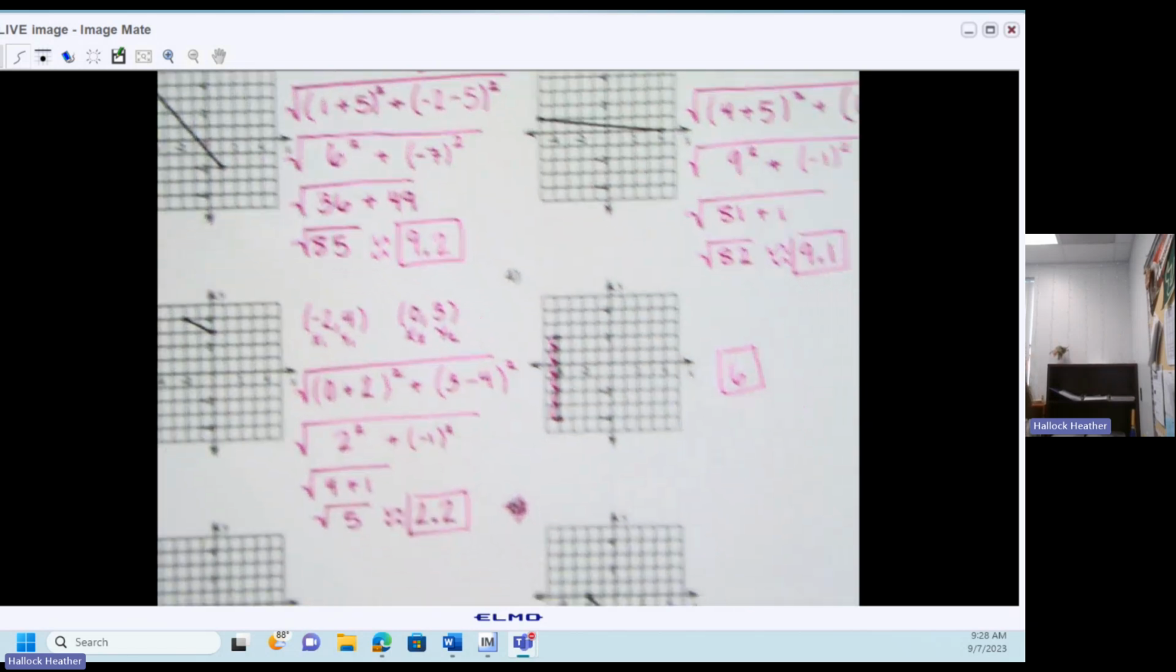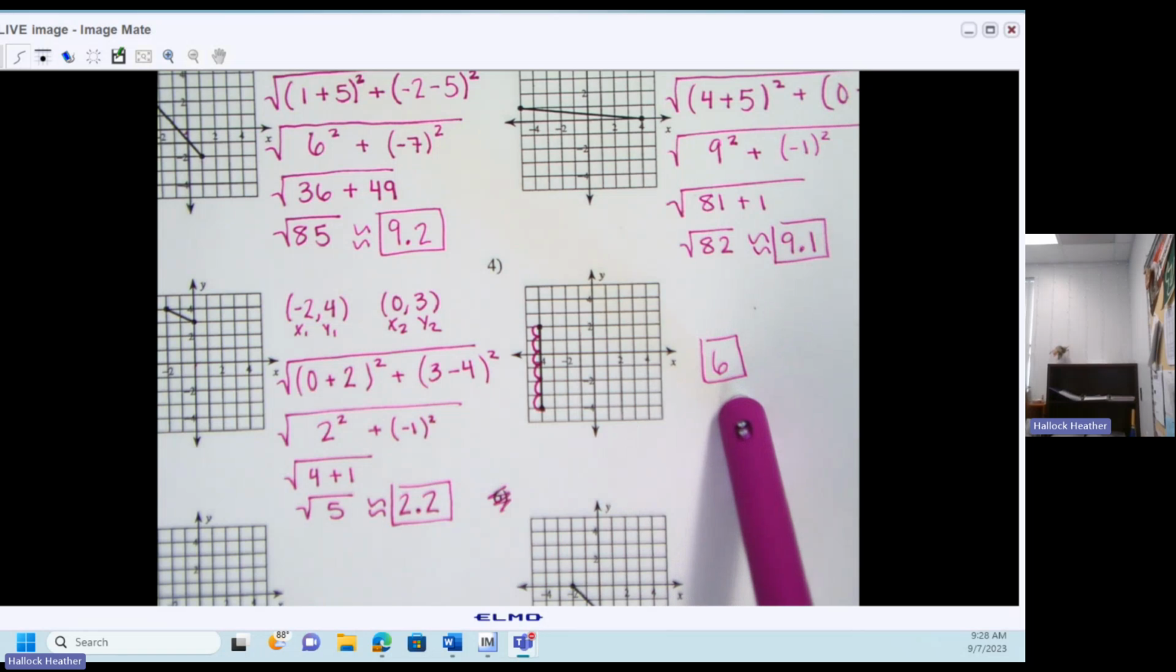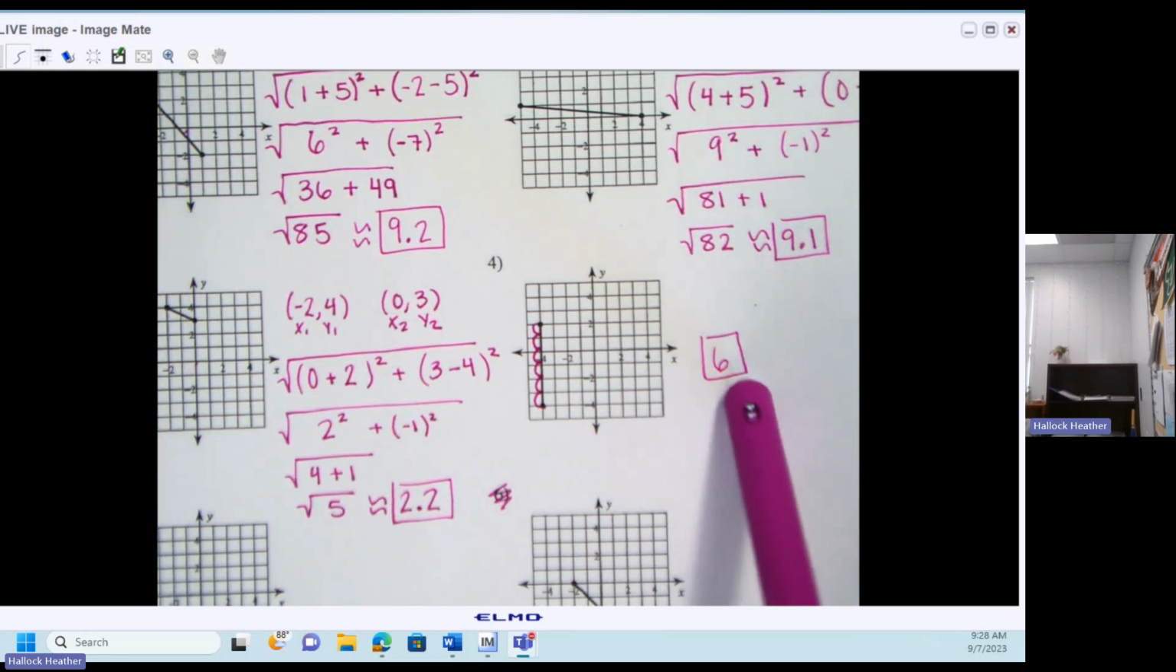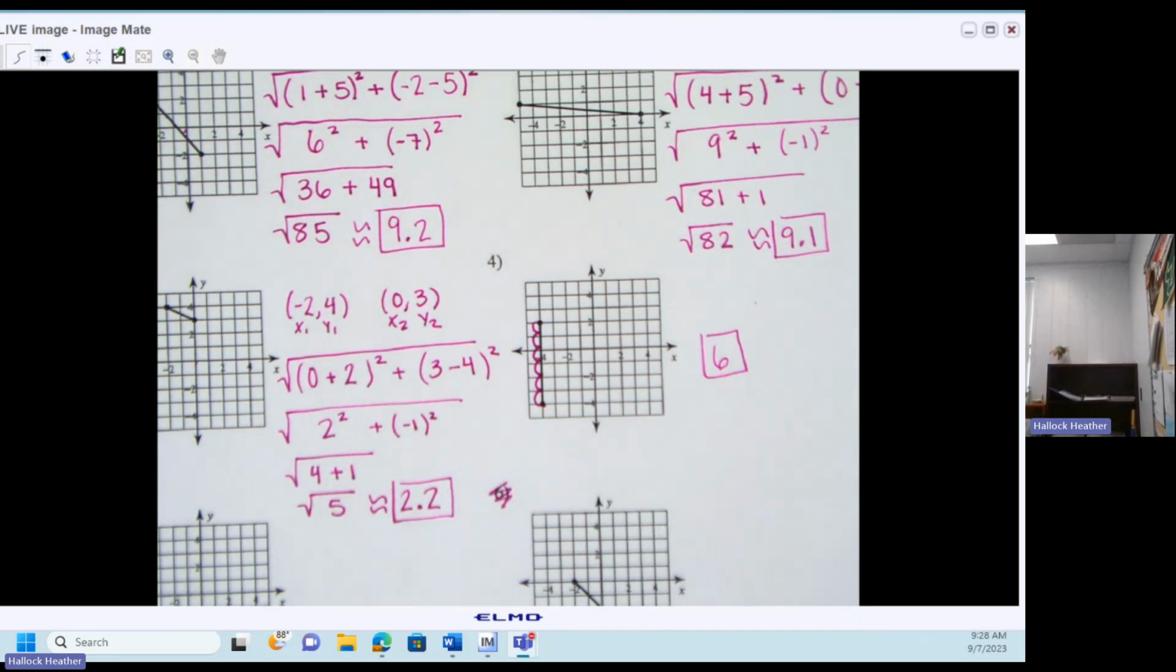If you use the formula, which somebody working ahead on different problems already did, you get 6 too, but you don't need to because it's a perfectly vertical line. If you have a perfectly vertical or perfectly horizontal line, you can just count the distance. But if it's a diagonal, you have to use the formula because you'll get a decimal.